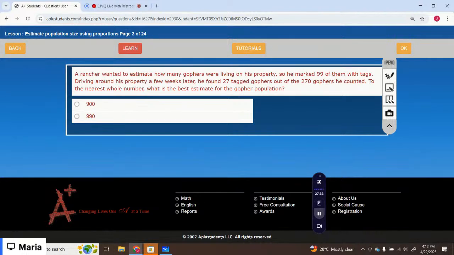A rancher wanted to estimate how many gophers were living on his property. So he marked 99 of them with tags. Driving around his property a few weeks later, he found 27 tagged gophers out of the 270 gophers he counted. To the nearest whole number, what is the best estimate for the gopher population?